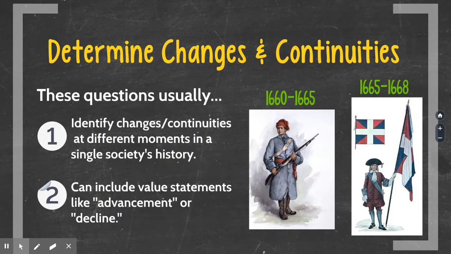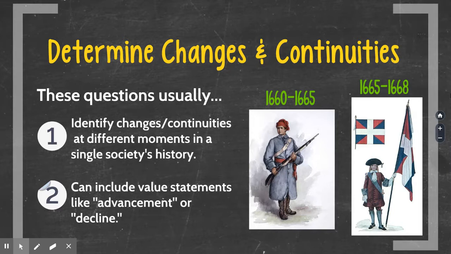So these particular questions will usually ask students to identify changes and continuities at different moments in a single society's history. So it's always the same society over time. And in this case, if you look to the right, this is New France between 1660 and 1668 with a transitional date of 1665. And the change would be that before 1665, New France was basically under the protection of militias. Then after 1665, the Carignan-Salière regiment arrives to protect the colony. So this was a change in the military protection of the colony.